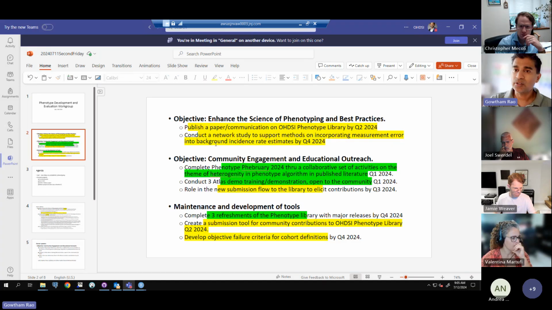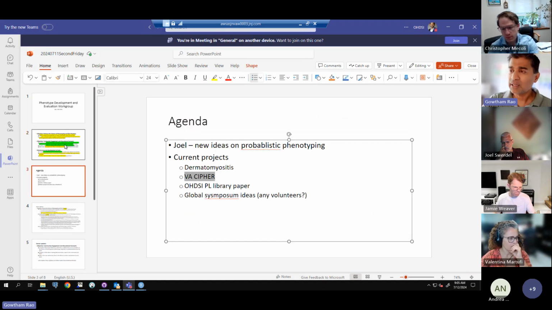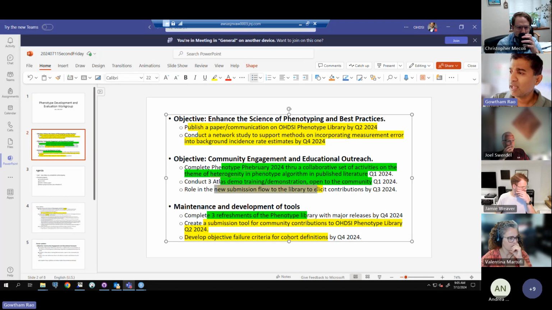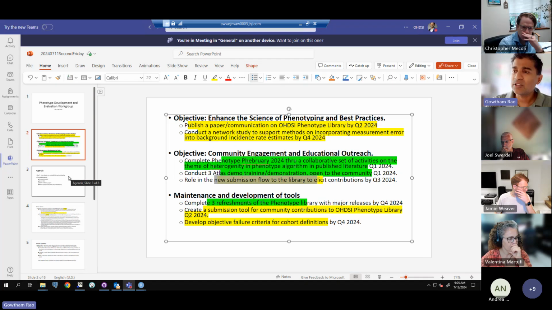I think we have made some progress on the VA cipher work, which I see Jackie's on the call, and that also ties with our library's flow. And I think there are some opportunities to work with VA cipher to create a submission process also for the OHDSI Phenotype Library. So that's just the high level. We are still steadily making progress towards our key results.